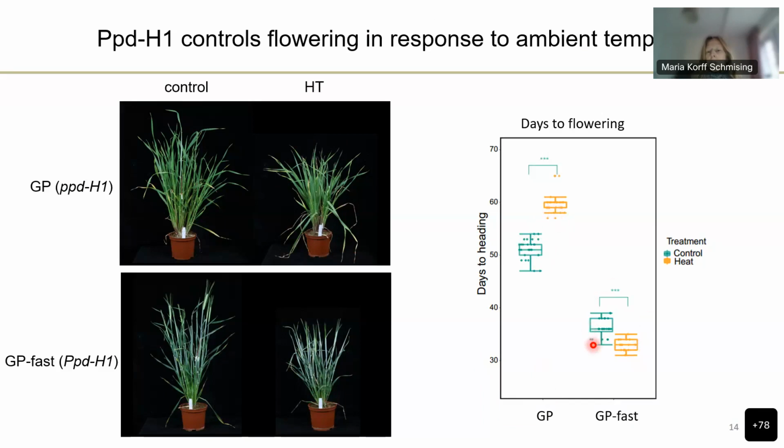So we could recapitulate this crossover interaction effect of PPDH1 that we saw in the population here in the integration line. But then, that was flowering time, but we wanted to understand how does the whole of the inflorescence development actually behave under high ambient temperature conditions.